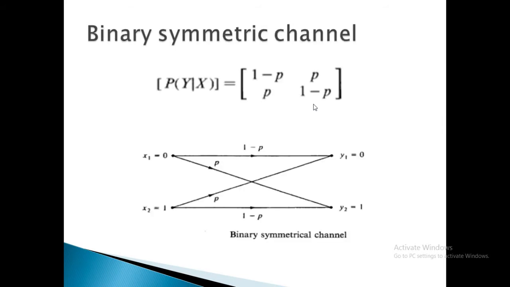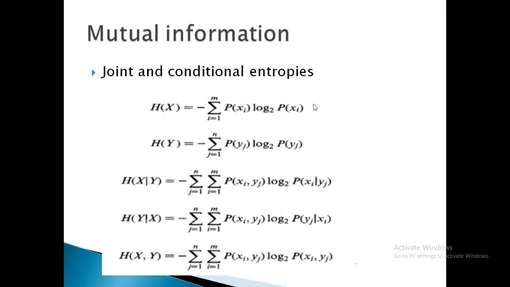Binary symmetric channel. In this, there are two inputs x1 and x2, and two outputs y1 and y2. The channel is symmetric if the probability of receiving 1 when 0 is sent is the same as the probability of receiving 0 when 1 is sent. The common transition probability is denoted by P. This is the binary symmetric channel. And then mutual information.